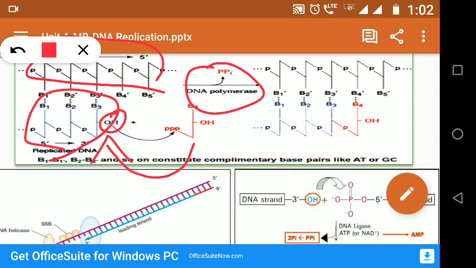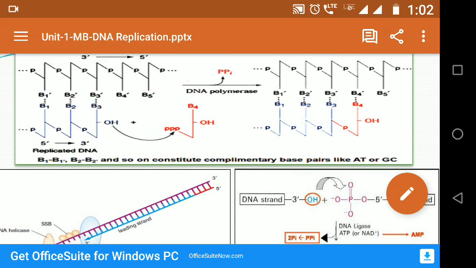So here a phosphodiester bond is formed between the hydroxyl group of the last nucleotide and the 5' phosphate group of the incoming nucleotide. Okay, so a new phosphodiester bond will be formed. So the substrate for DNA polymerase is dNTPs, deoxyribonucleotide triphosphates. So that means it has 3 phosphates at the 5' end.